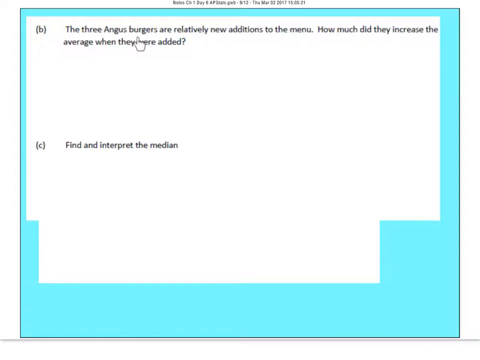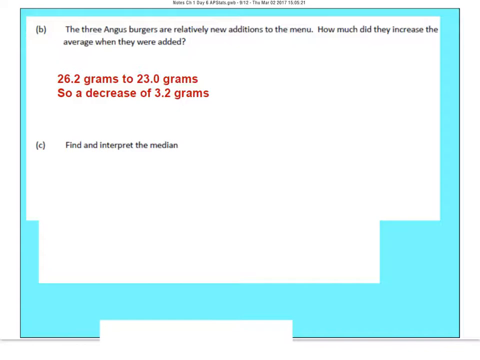Next question, the 3 Angus burgers are relatively new additions to the menu. How much did they increase the average when they were added? Well, the best way to figure this out is just to go back into the data and actually remove the 3 Angus burgers. So we're no longer dealing with 15 burgers, but 12 burgers instead. And when you do that, what you're going to end up finding is that the average fat we had before was 26.2. When you remove the 3 Angus burgers, the fat content is now 23 grams on average. So there was a decrease of 3.2 grams on average amongst the beef burgers.